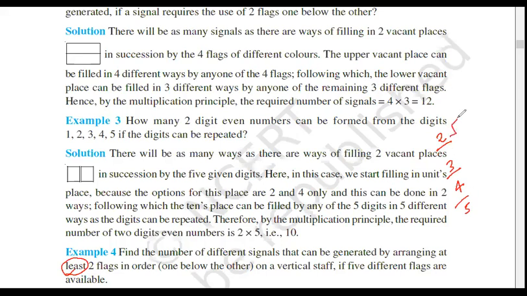So when we had 2 flags, how many options? Then 3 flags, how many options? 4 flags, how many options? 5 flags, how many options? Then add all the options, right? Try to solve one by one. It should be different, right? So think about that also.